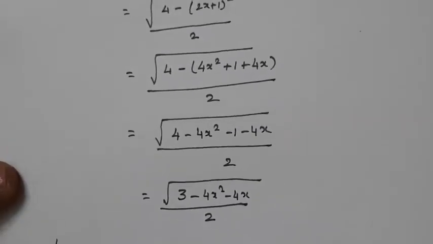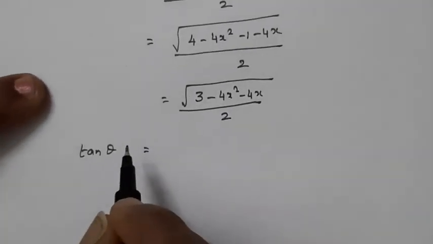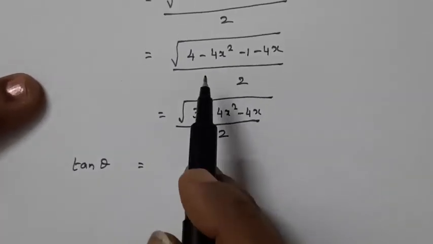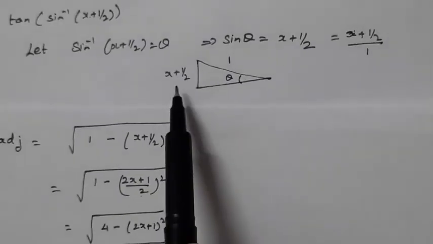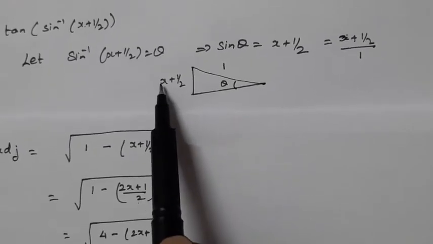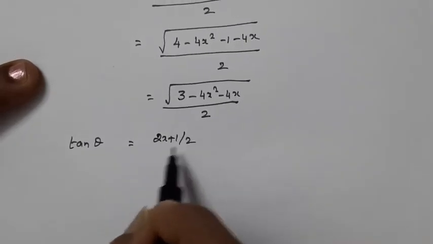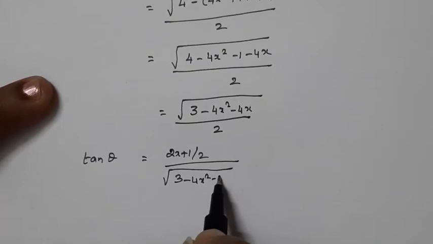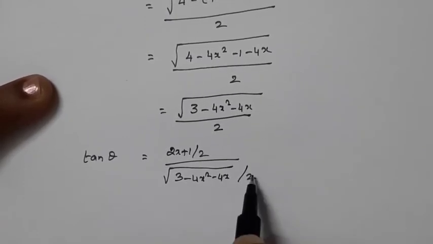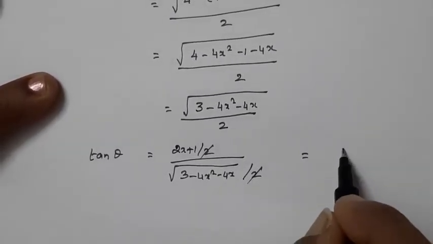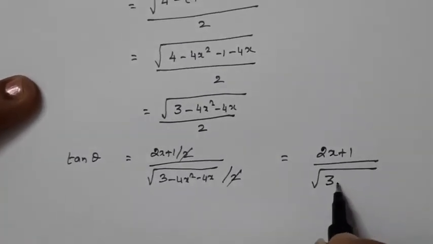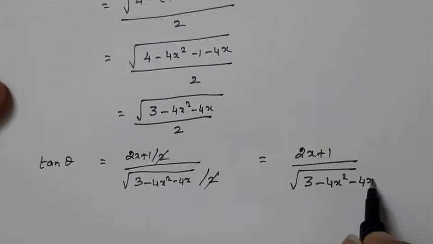And then we need tan theta, as the external function is tan. So let us find out tan theta. So what is tan theta? Tan theta is opposite side by adjacent side. Opposite side is x plus 1 by 2. That means we can rewrite it as 2x plus 1 by 2. So 2x plus 1 by 2 divided by the adjacent side, which is root of 3 minus 4x squared minus 4x divided by 2. So these two and these two get cancelled. So what will tan theta be? 2x plus 1 divided by root of 3 minus 4x squared minus 4x.